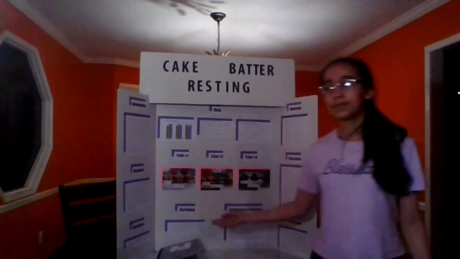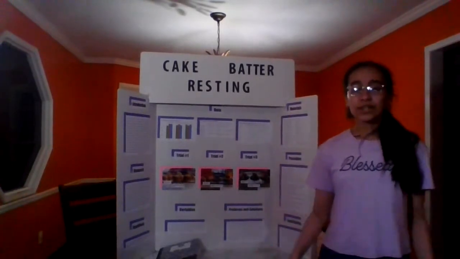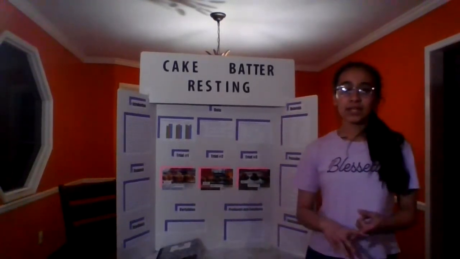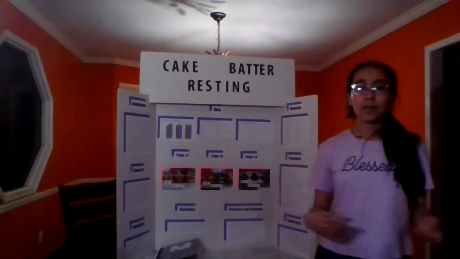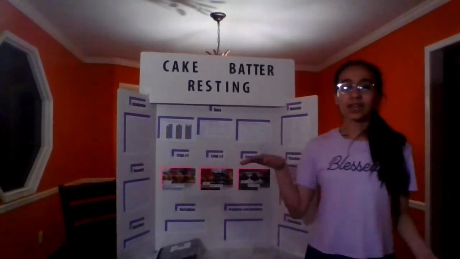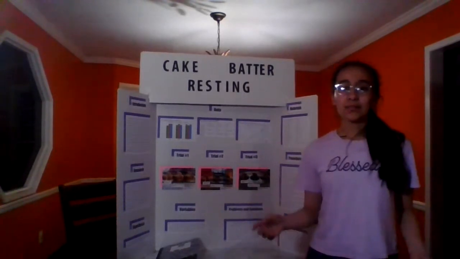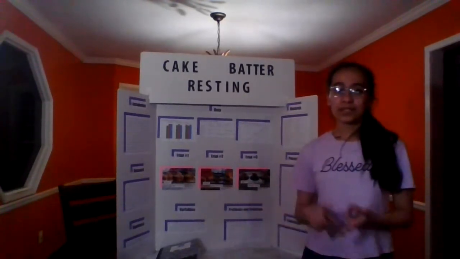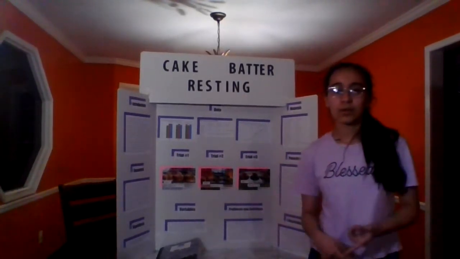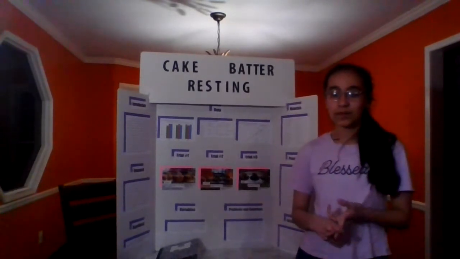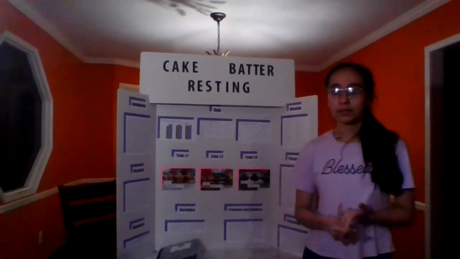Now for my variables. There are 3 types of variables: dependent, controlled, and independent. My dependent variable is the height of the cake. My controlled variable is the amount of ingredients. The independent variable is the resting cake batter at room temperature for an hour, the resting cake batter in the refrigerator for an hour, and baking the cake immediately.